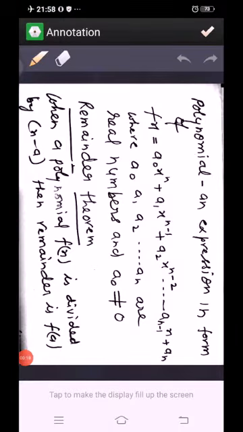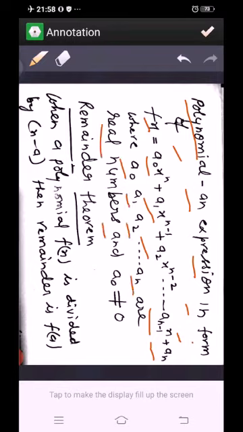So, first of all, what is a polynomial? This is an expression in the form f(x) = a0 x^n + a1 x^(n-1) + a2 x^(n-2) and so on, up to a(n-1) x^1 and an. This is the general form of a polynomial, where a0, a1, a2 and an are real numbers and a0 is not equal to 0.